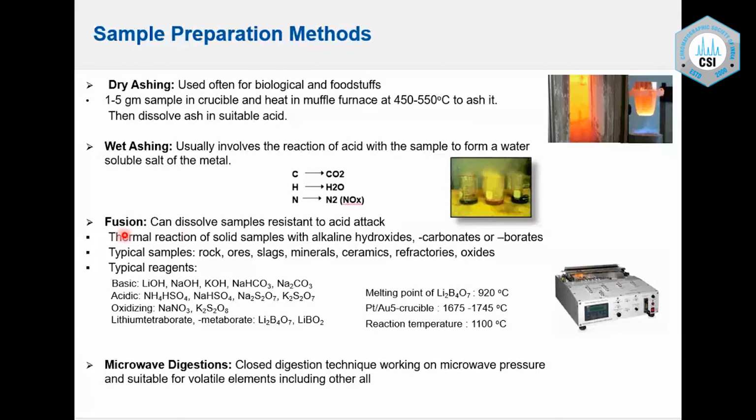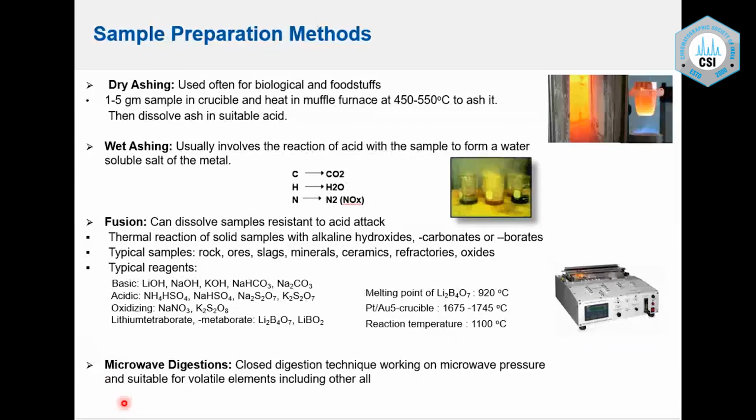Then fusion. Fusion is used for refractory elements or geological samples like rocks, ores, minerals, ceramics. In this process we use flux, or some compounds, basic, acidic or oxidizing flux. The sample we mix with this flux, almost in 1:5, 1:10 or 1:50 proportion, and then fuse it in a muffle furnace, or automatic fluxers are available. We heat at very high temperature, more than 1000 degrees centigrade, and the sample and the flux melt, and these elements get converted into salt form. Then we cool it, add some acid and dissolve the salt. This is basically preferred for these elements at higher concentration. You cannot use it if you want to do trace level elements, but this is the best technique for these kinds of samples.